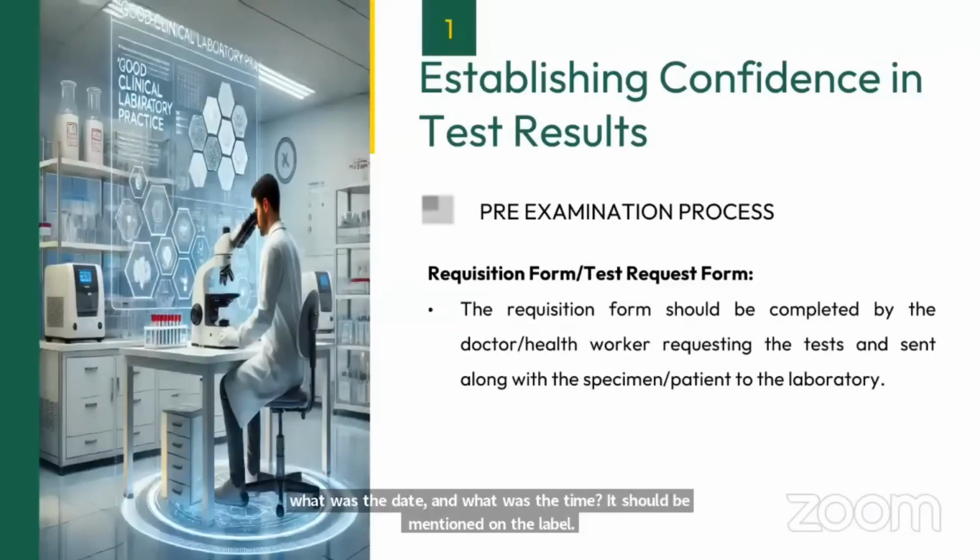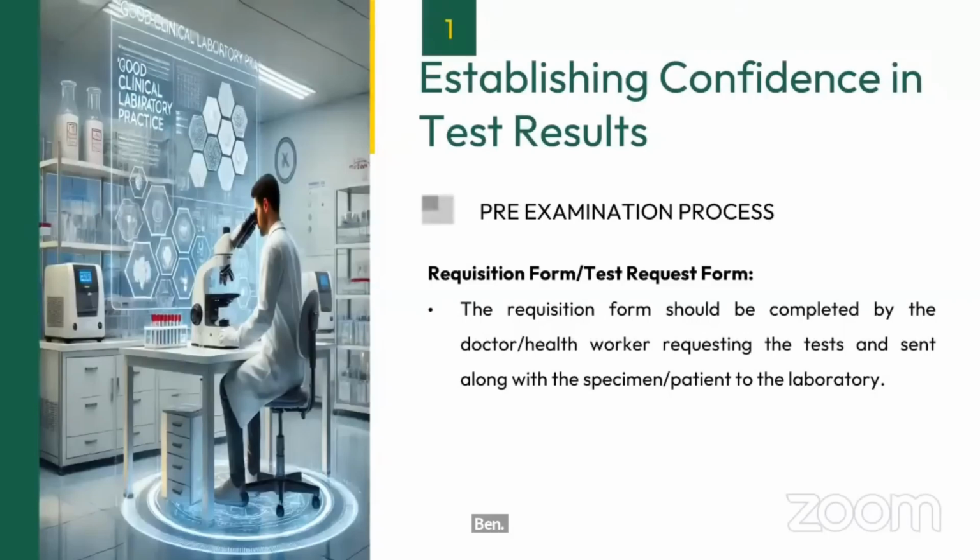Apart from that, coming to the requisition form or test request form, which is also called a TRF or test request. The requisition form should be completed by the doctor or healthcare worker requesting the test and sent along with the specimen or patient to the laboratory. So a test request form must be completed appropriately by the doctor or healthcare worker. If required, you should give them appropriate guidelines on how to complete this test requisition form and what details should be included in it.